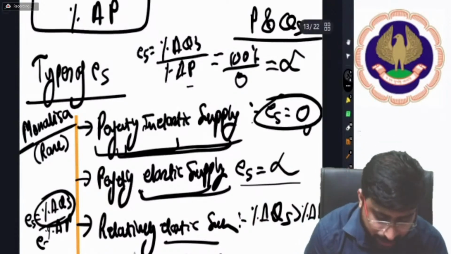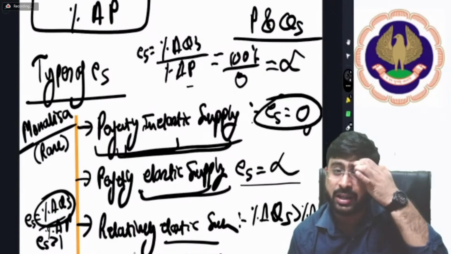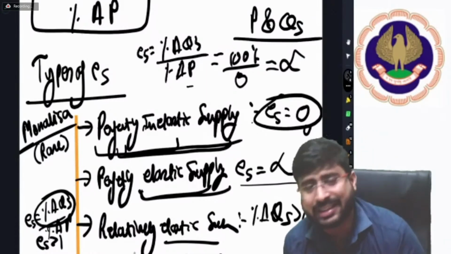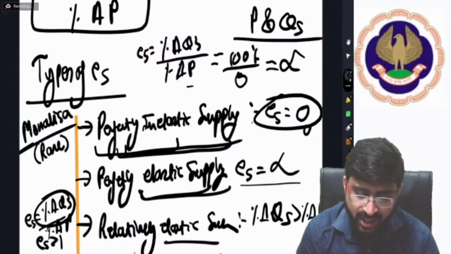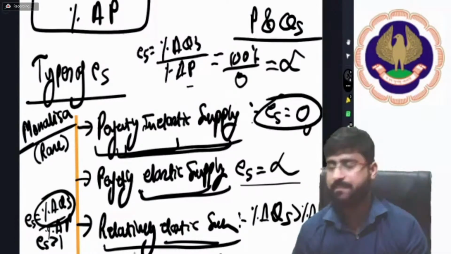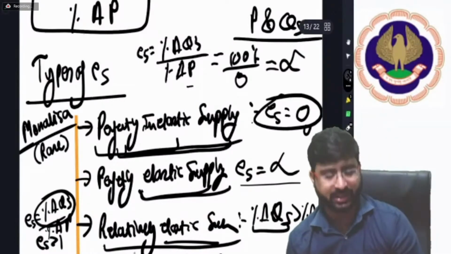Here the supply elasticity will be greater than 1. Elastic supply. Relatively elastic supply. That is relatively elastic supply, where the percentage change in quantity supplied is greater than the percentage change in price.